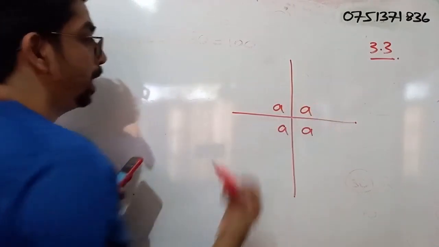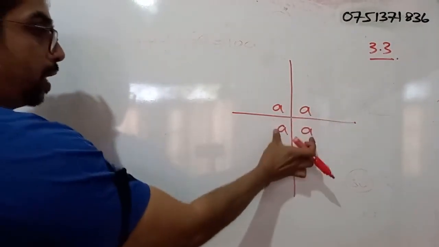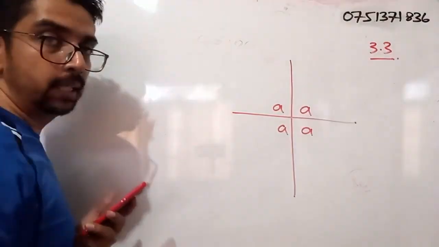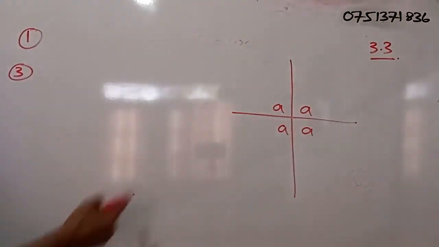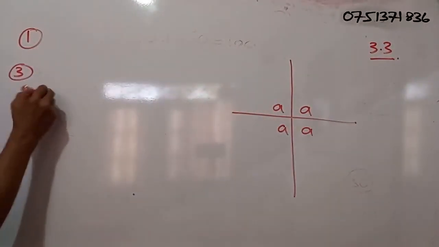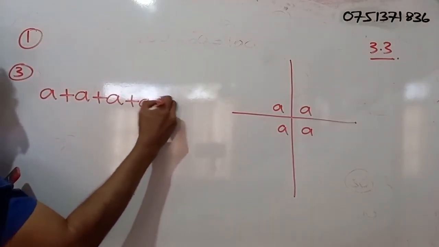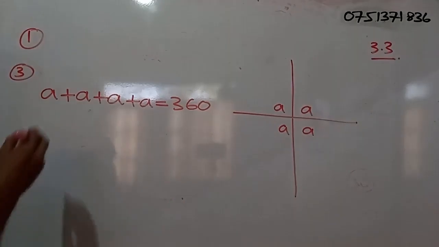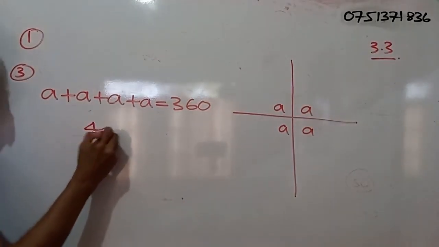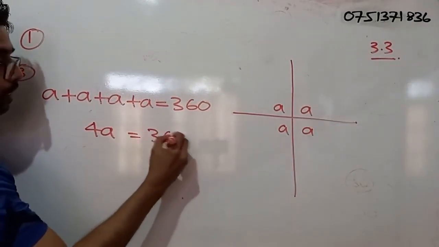So all angles are equal. Since these four angles are equal, we have taken the same term, right? So just as before, A plus A plus A plus A, so that is equal to 360. Right. So here we get 4A equals 360.